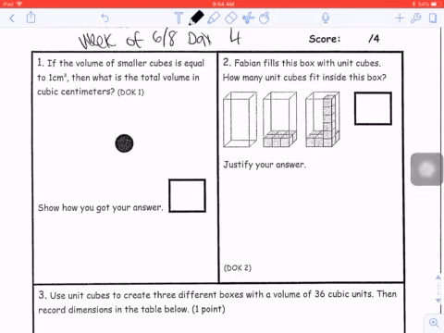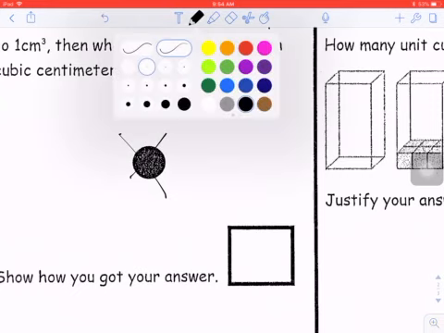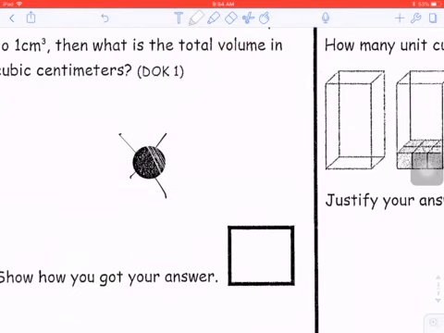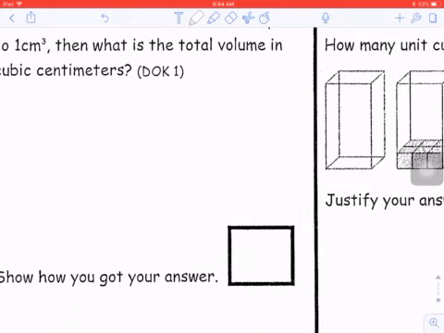It says if the volume of smaller cubes is equal to 1 centimeter cubed, then what is the total volume in cubic centimeters? And it just has a circle here. We haven't thought about the volume of circles at all this year. That's more of a middle school area. We're not worried about the circle. In fact, I'm just going to cross that circle off and forget about it. Let me see if I can make this white so it doesn't exist. Okay, bad circle. Doesn't exist. All right, now it's gone.